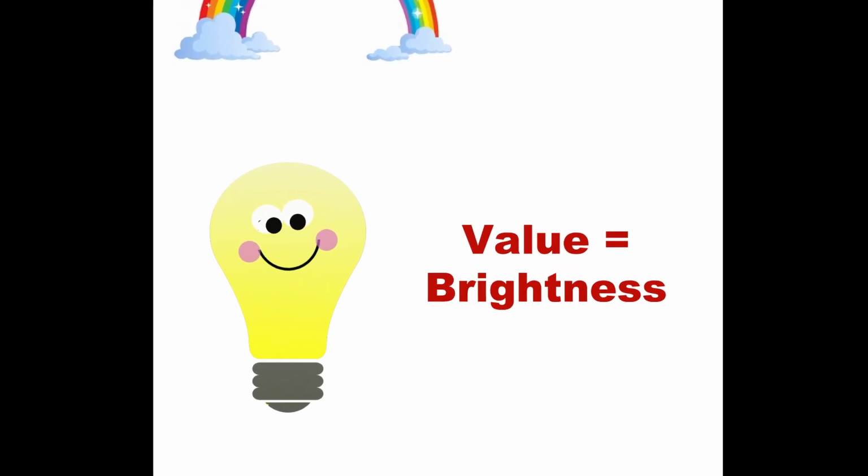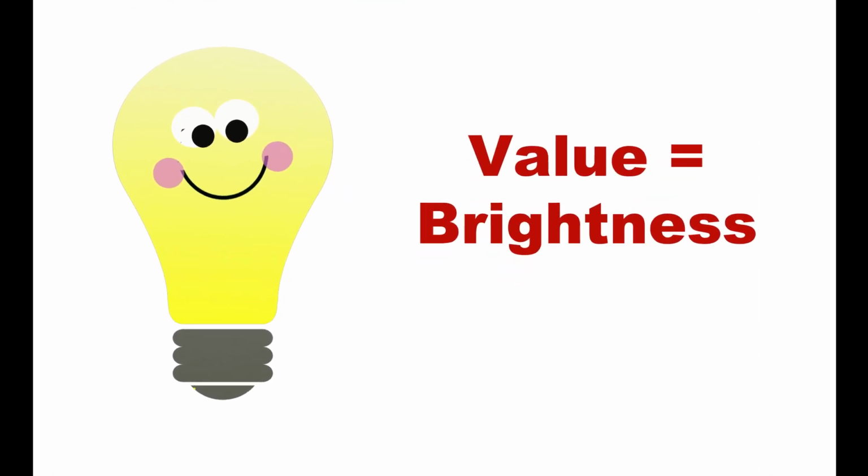The next thing you're going to need to know, and you're going to be hearing this over and over again, is value. Most of the time I'll call it tonal value, but value just equals brightness. How bright is a color? And that is as simple as it gets.